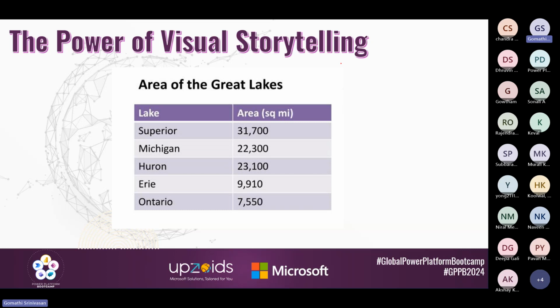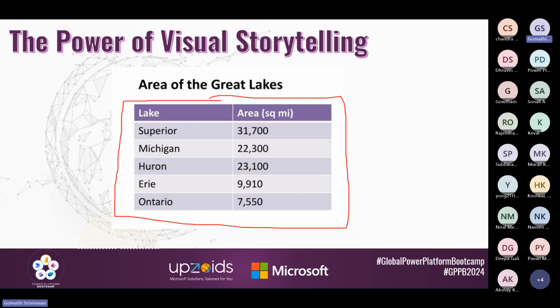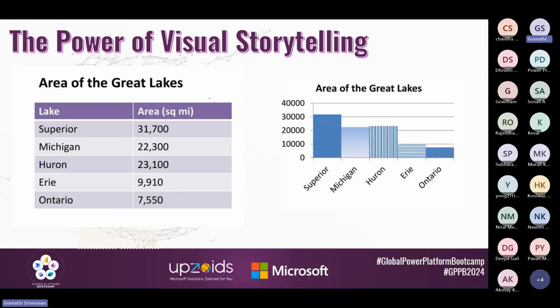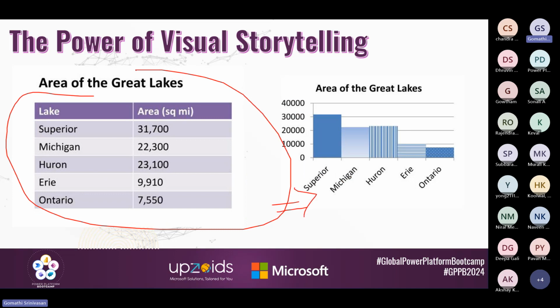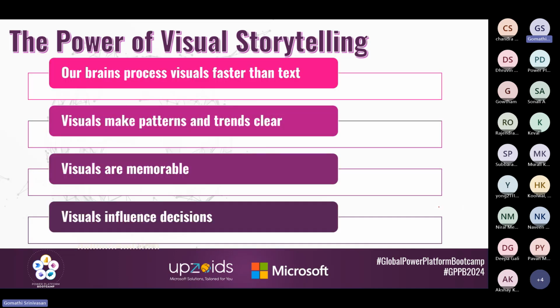You can see here, this is sample data. Imagine if the same data is there with you and it has more than 10,000 records. Is it possible for you to derive what is in this particular data? No, right? The same data I have converted into a visual format. So you can easily understand which one has the highest area in square meters, and which one has the lowest. This is the power of storytelling.